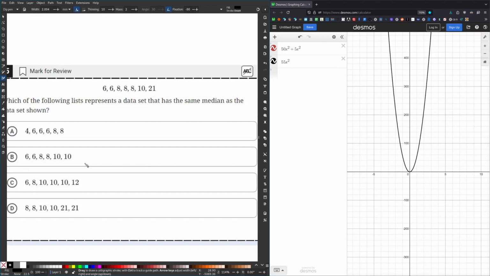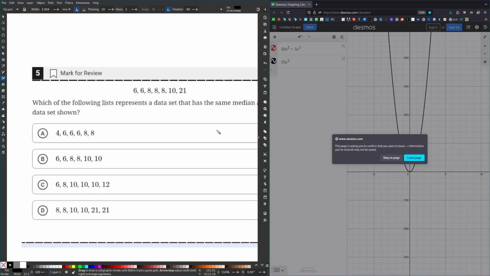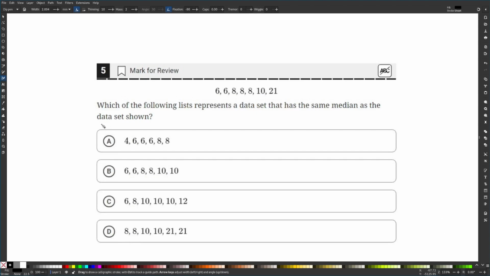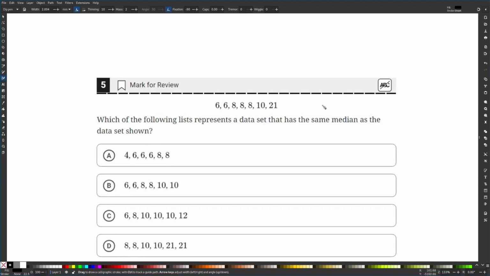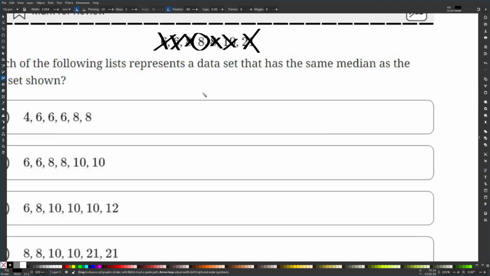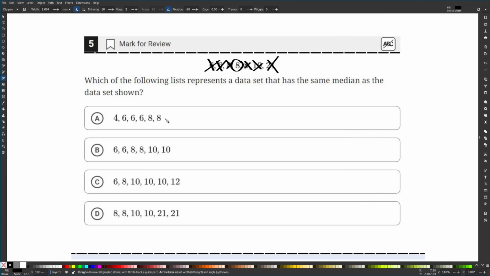Which of the following lists represent a dataset that has the same median as the dataset shown above? I'm only going to pull it up to show the strategies. If we want to find a dataset with the same median, we have to find the median first. The median is just the value that's in the middle. So let's do it. Removing this one, this one, this one, this one. And we see that 8 is in the middle. So out of these, we have to find which one has 8 in the middle.